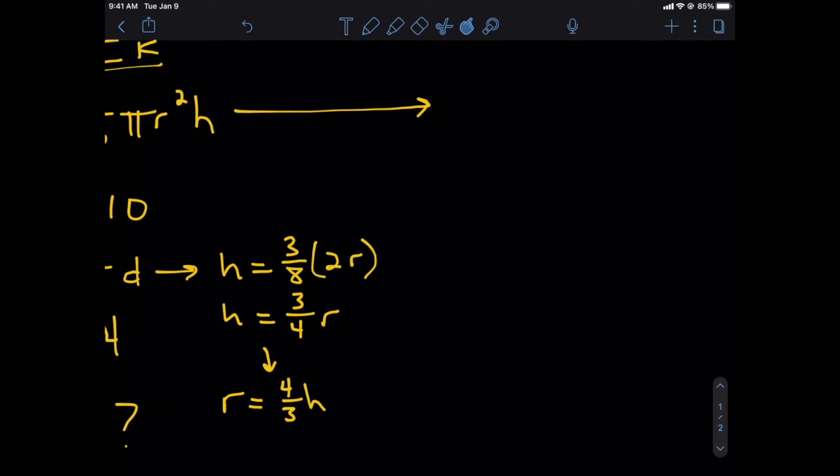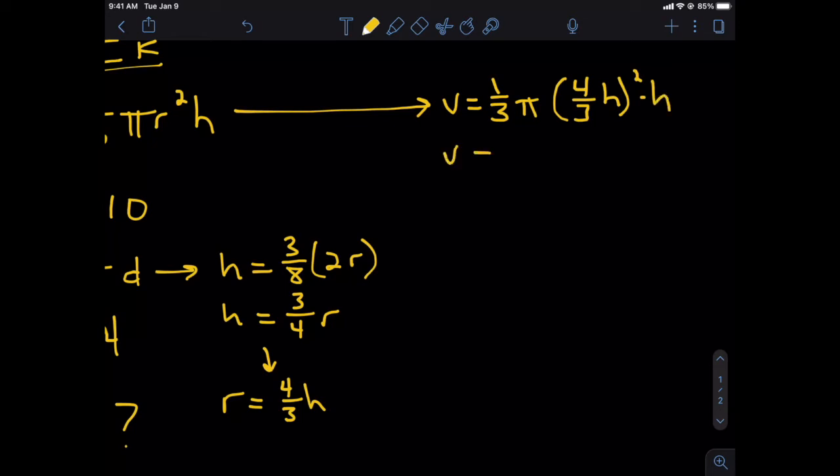In doing this, folks, we're going to not only remove the r from this equation, but we're going to get rid of the eventual dr over dt that was going to give us problems later on. When I plug in, this is going to give me V is equal to 1/3 pi times 4/3 h squared times h. When I square my parentheses, that's going to give me 16/9 times h squared. I'm going to combine all of my terms through multiplication here, and that's going to give me an updated volume formula of 16/27 pi times h to the third.